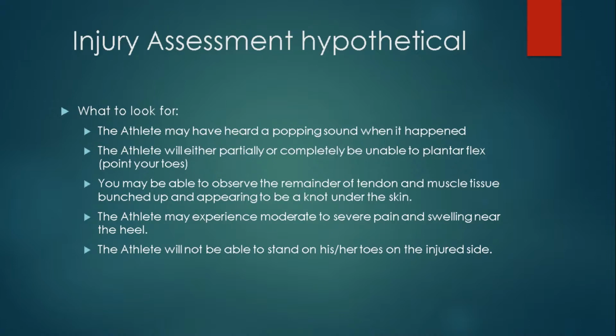Once the tendon is torn, the muscles actually pull back since there's nothing holding them to their attachment point. The athlete may experience moderate to severe pain and swelling near the heel. The athlete will not be able to stand on his or her toes on the injured side.